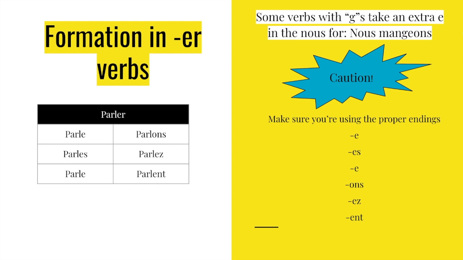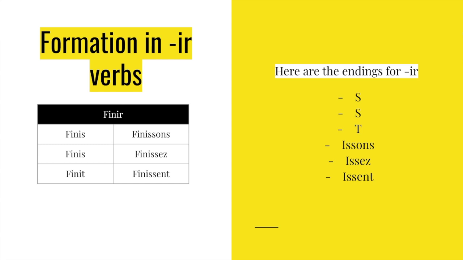When conjugating ER verbs, just drop the ending to get the stem. Then you add on the new endings based off of the subject pronoun. The new endings are e, es, ons, ez, ent. Just a word of caution, some verbs with g's take an extra e in the nous form. For example, in manger, after the g, when you're conjugating for nous, you put an e just to ensure the soft sounding g sound.